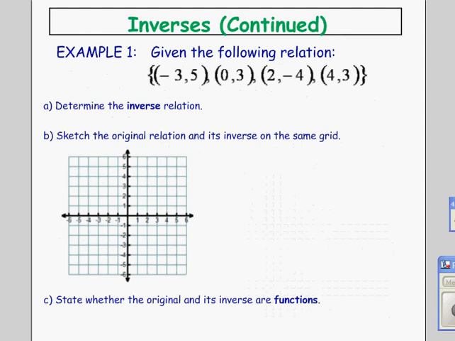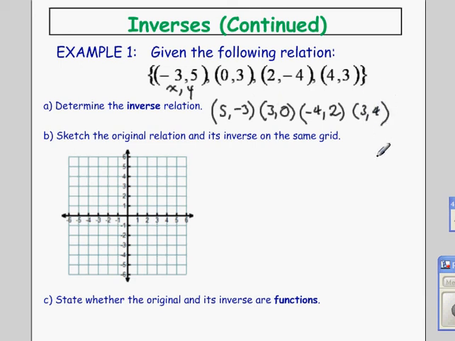When you want to find the inverse, what you do is you switch the x and the y. So if I'm given this relation here, it's 4 points: (negative 3, 5), (0, 3), (2, negative 4), and (4, 3). And you know that in every bracket it's x and then y. So to find the inverse, I have to switch all of my x's and my y's. The first coordinate, instead of being (negative 3, 5), becomes (5, negative 3). The second coordinate is (3, 0). The next one's (negative 4, 2). And the last one would be (3, 4).